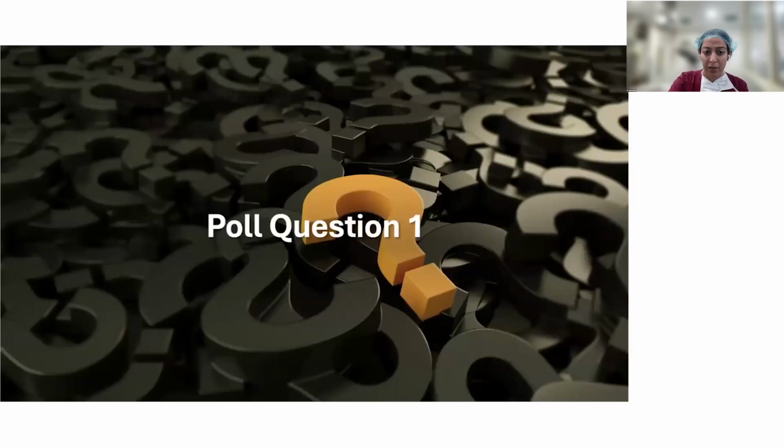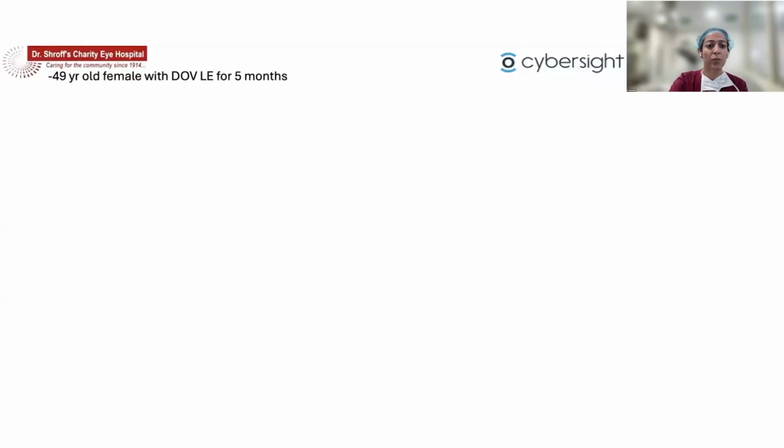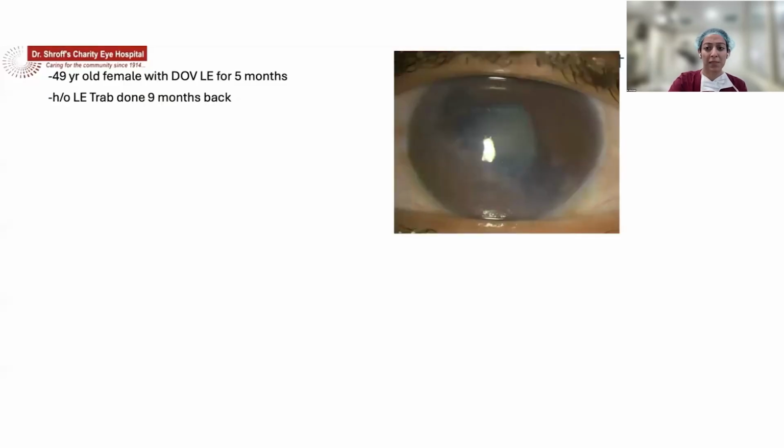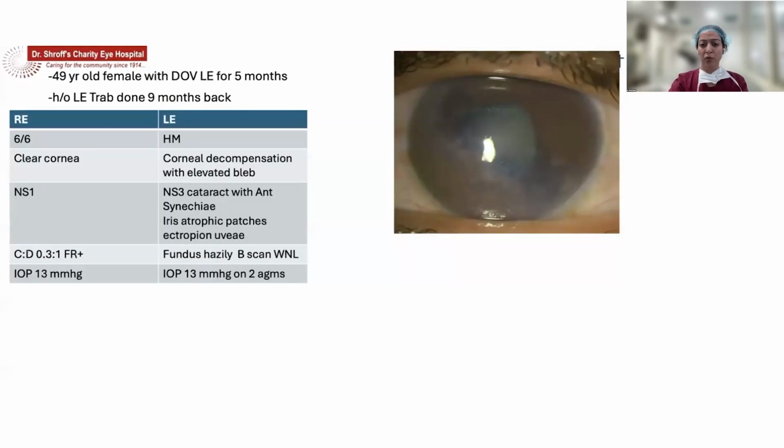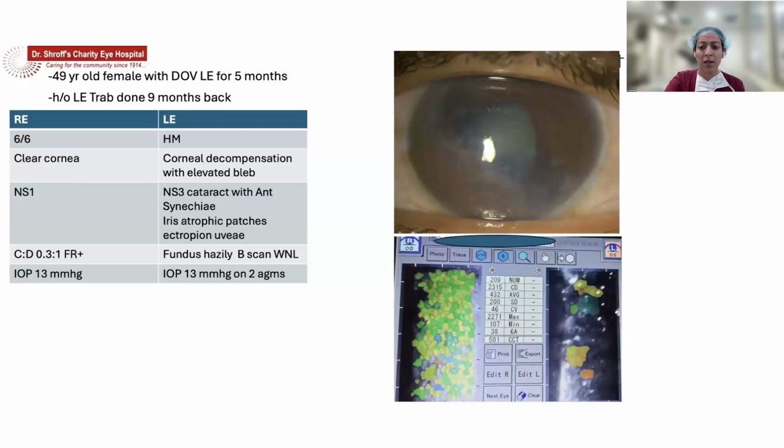Before we begin, we'll take a quick overview of what everyone thinks about this scenario. A 49-year-old female with decreased vision in the left eye for 5 months, with a history of TRAP done 9 months back. This is the clinical picture of the patient, where in the left eye you see corneal decompensation, typically centrally and inferiorly, with an area of broad-based PAS, iris atrophic patches and ectropion uveae. The fundus is hazily visible and the IOP is 13 mm Hg. This is the specular image of the same patient.